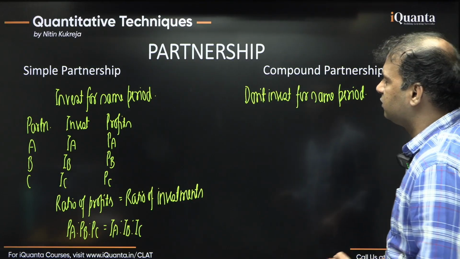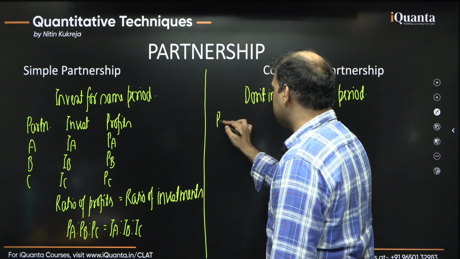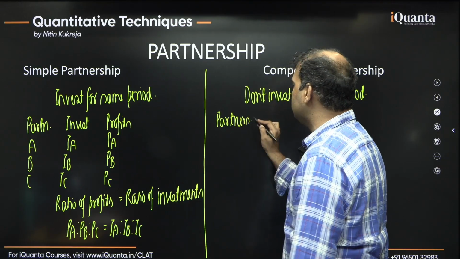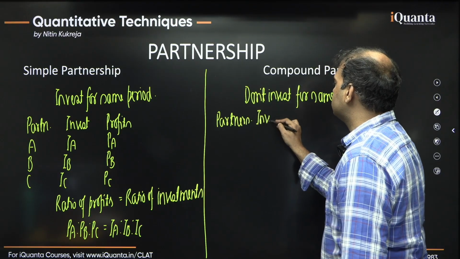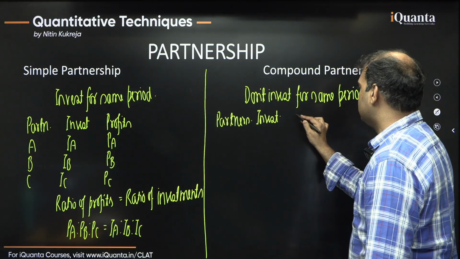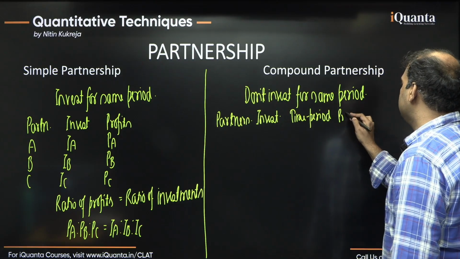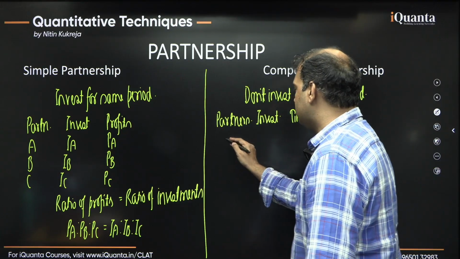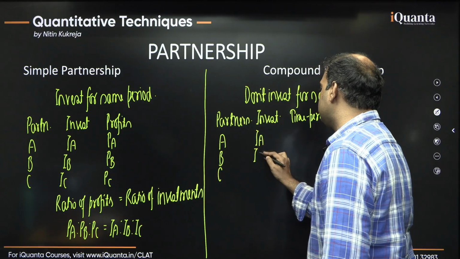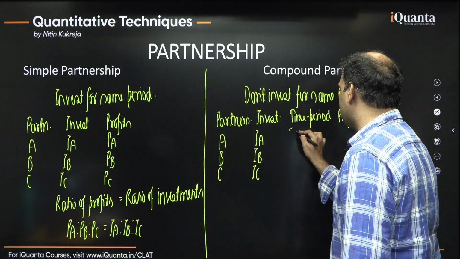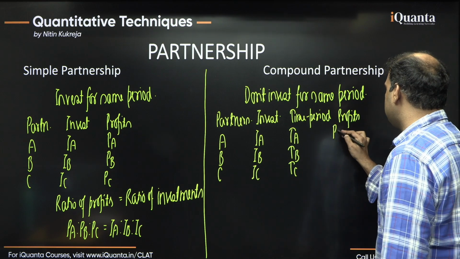Now let's quickly learn about the compound partnership as well. Here again guys, I'm assuming the partners and their investments and the profits and also the time period for which they are investing, because in this case the time period for which they invest must be different. So investment and then the time period for which they invest. Now the last thing is their profits. Let's write this. The partners' names, again I'm taking A, B and C. The investment is again IA, IB and IC, and the time periods for which they invest are TA, TB and TC, and the amount of profit which they make should be PA, PB and PC.